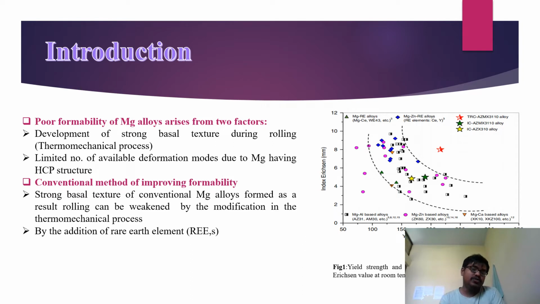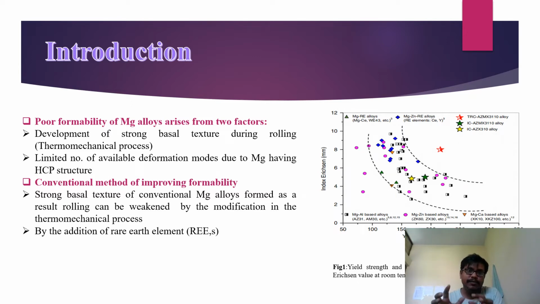So this was the problem with the magnesium alloy formability. Now we have to improve the formability. In what way? We'll try to improve the formability. So there are two ways of improving the formability of magnesium. The first method is by the modification in the thermomechanical processing of the magnesium alloy, the rolling method that we are utilizing to increase formability. So we need to modify those thermomechanical processes.